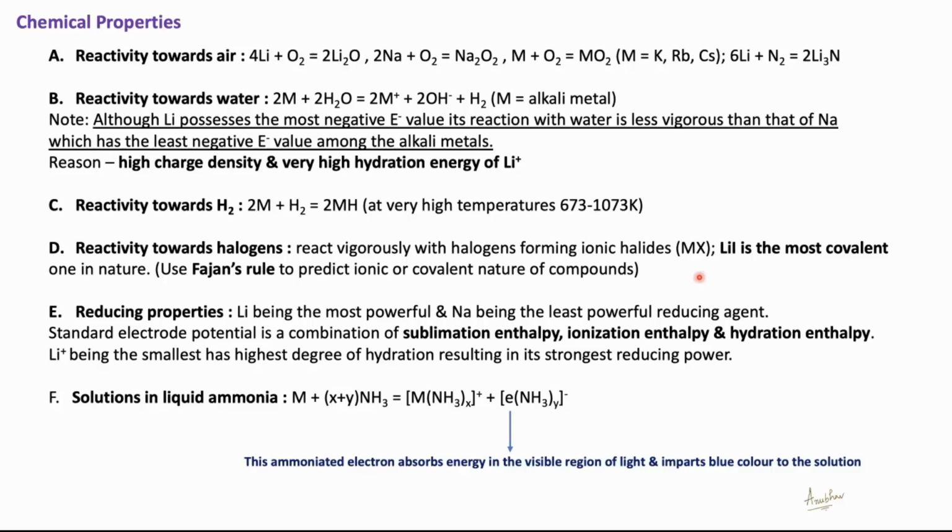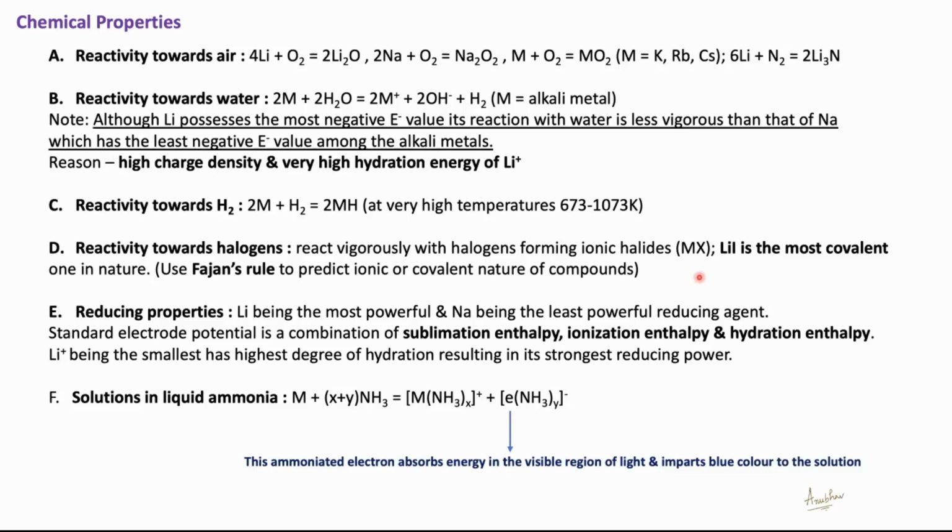And among all the alkali metals, you see the lithium plus cation has the highest charge density. So it will distort the electron cloud of the iodide anion more. So mixing of electrons will happen between the Li plus and the I minus, and that's why a bit of covalency will arise. That's why lithium iodide is the most covalent one in nature.